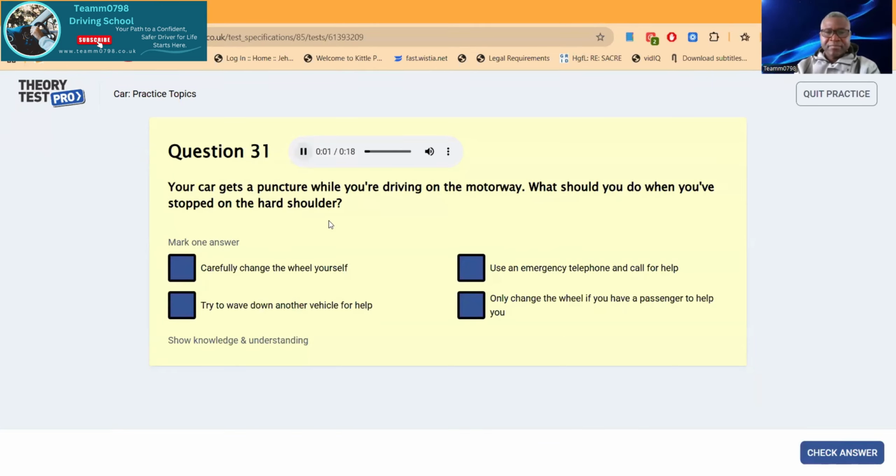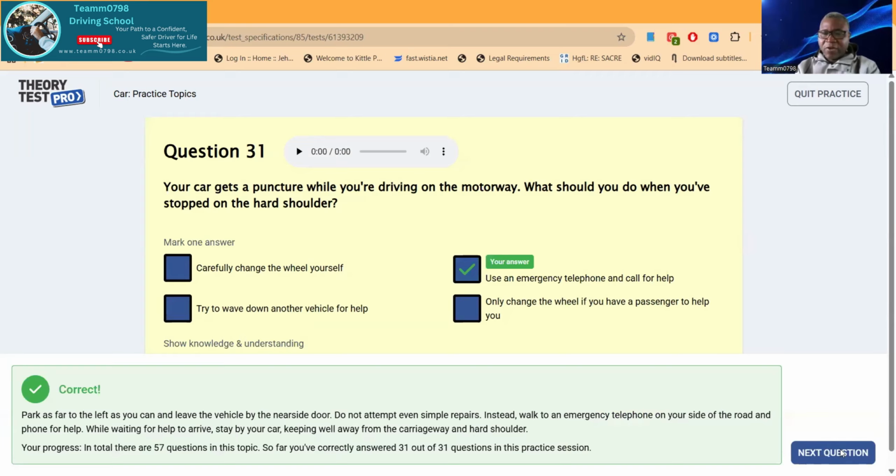Your car gets a puncture while you're driving on the motorway. What should you do when you've stopped on the hard shoulder? Carefully change the wheel yourself. Use an emergency telephone and call for help. Try to wave down another vehicle for help. Only change the wheel if you have a passenger to help you. All these answers are wrong, okay, you can understand why they are wrong. Use an emergency telephone and call for help. It's a high-speed road. Don't put yourself or the public in harm's way. Just use the emergency telephone and call for help.